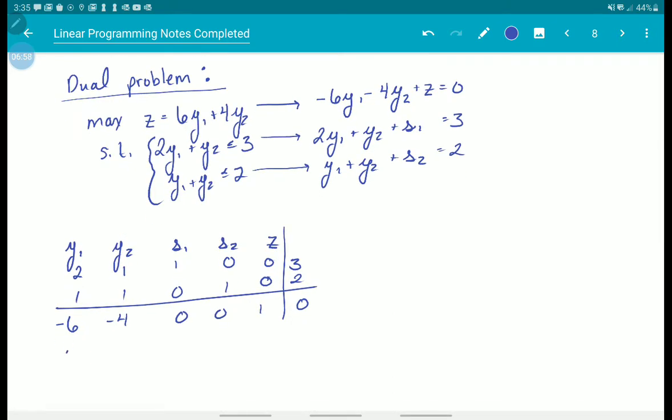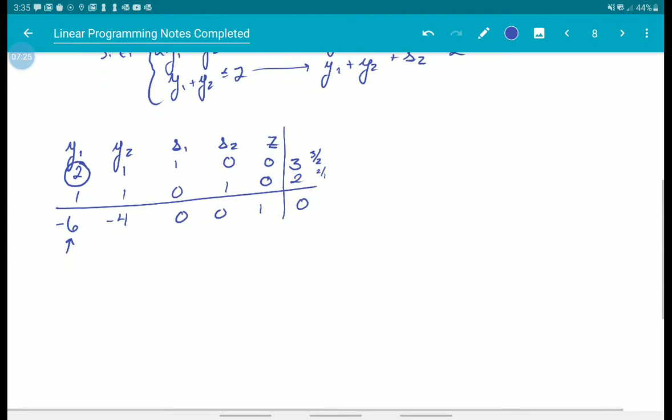So the most negative number here is the -6. We're going to look at ratios. So 2 over 1, if I take this divided by that, and 3 over 2. So that's 1/2, that's the smallest. So there's where we're going to pivot. So row 1 is going to be 1/2 row 1.